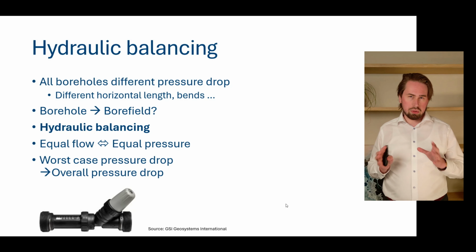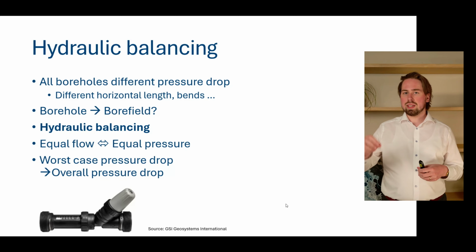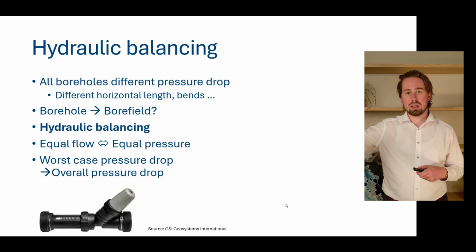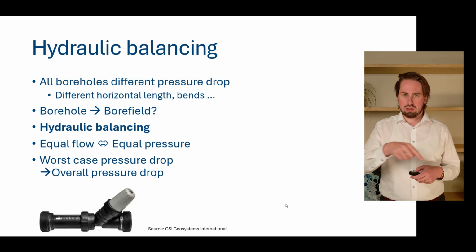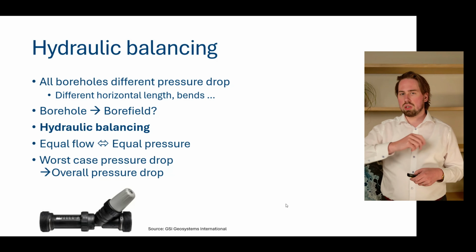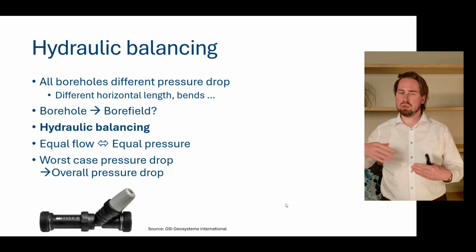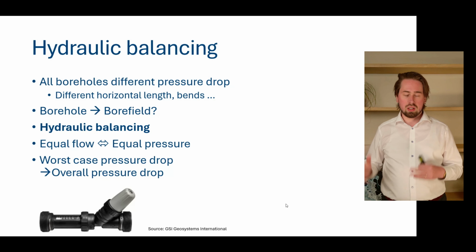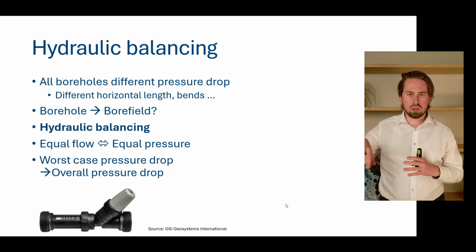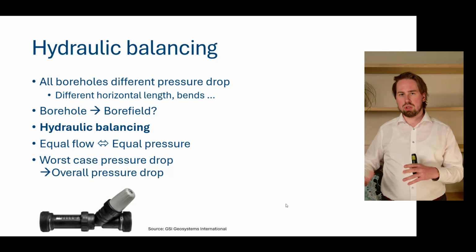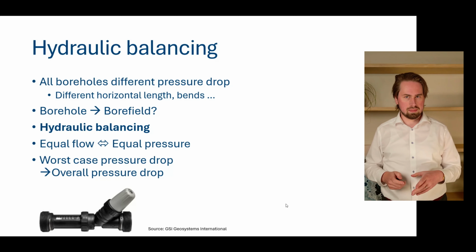So the only thing we need to care about is basically our worst case pressure drop. If we find the furthest borehole, the one with the highest friction losses, we know that for all the other connections to the manifold, we need to turn these balancing valves such that they will have an equal pressure drop to the one that's the furthest away. So basically, the goal is to find the worst case, the longest horizontal path, and calculate that pressure drop. That in the end will be the pressure drop of your entire system.